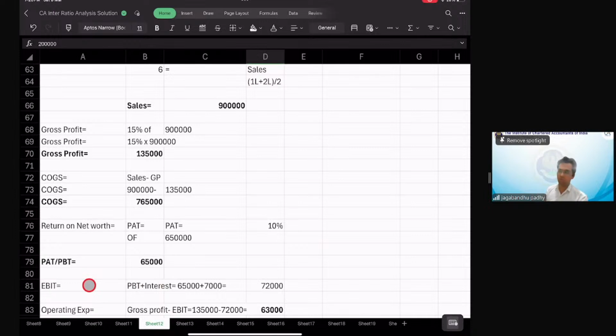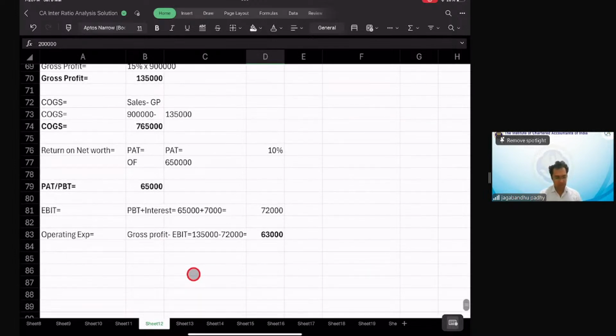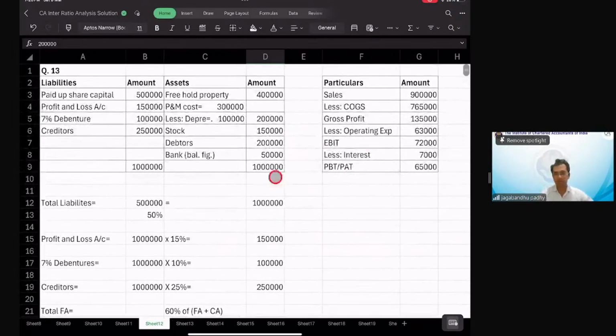You can also put it the other way around. EBIT minus interest will be your PBT. So EBIT is basically 72,000. And then operating expenses or gross profit. Operating expenses are basically gross profit minus EBIT, which is 1,35,000 minus the EBIT as a balancing. That will give this particular balance sheet and P&L. This particular solution also I'll be uploading on the portal.